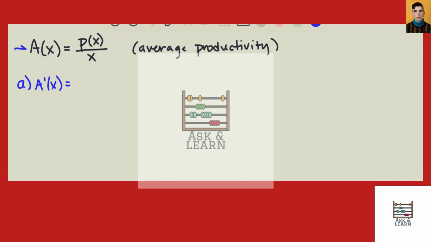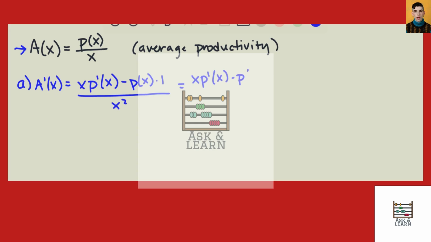Here we have an equation which stands for the average productivity, and we want to find its derivative. So we're going to use the quotient rule. So we have the bottom times the derivative of the top minus the top times the derivative of the bottom over the bottom squared. And we can go ahead and simplify that just a little bit. We don't really need a times 1. So we have x times p prime of x minus p of x over x squared.